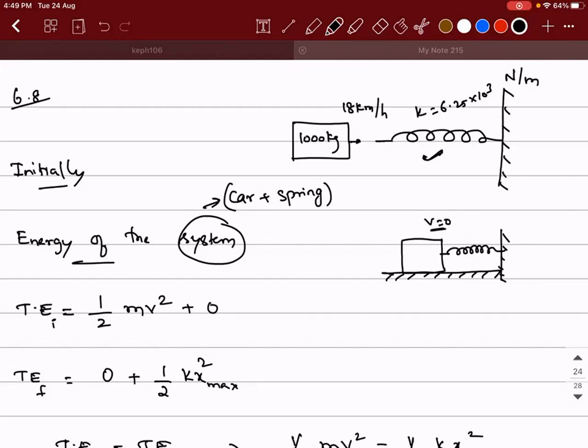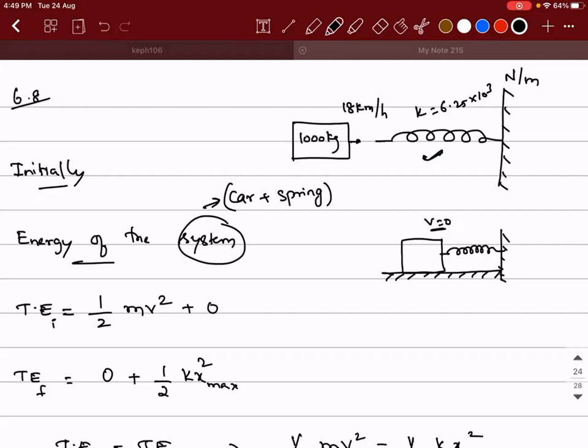It is 0. Right? In the final situation, that is the maximum compression of spring, the car would come to a halt, and at that instant what will happen? Already the spring has got compressed to the maximum extent possible. So the energy will get stored in the form of potential energy. That potential energy is what I wrote as half into k x max square.